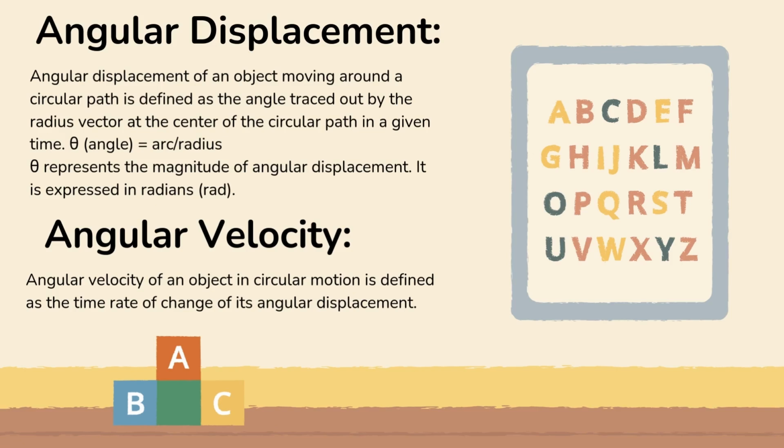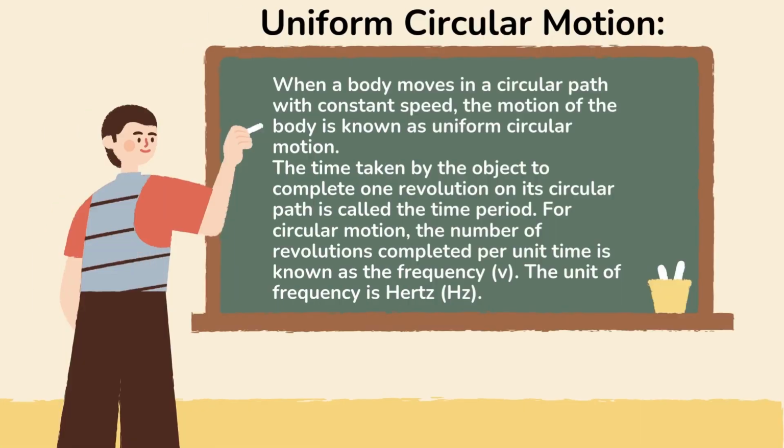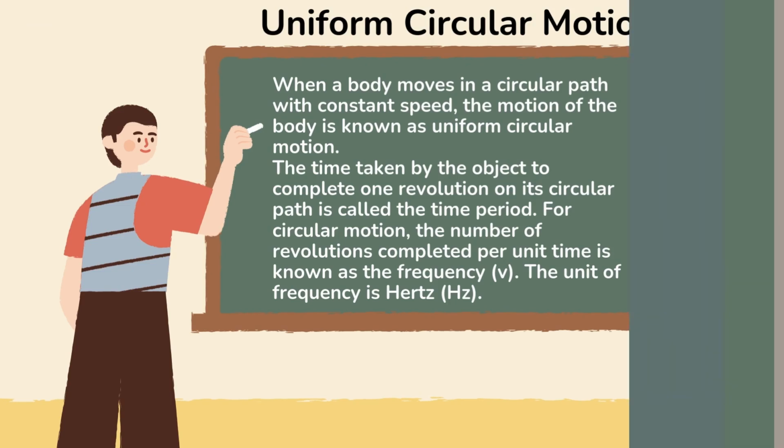Angular velocity. Angular velocity of an object in circular motion is defined as the time rate of change of its angular displacement. Next is uniform circular motion. When a body moves in a circular path with constant speed, the motion of the body is known as uniform circular motion. The time taken by the object to complete one revolution on its circular path is called the time period. For circular motion, the number of revolutions completed per unit time is known as the frequency, v. The unit of frequency is hertz.